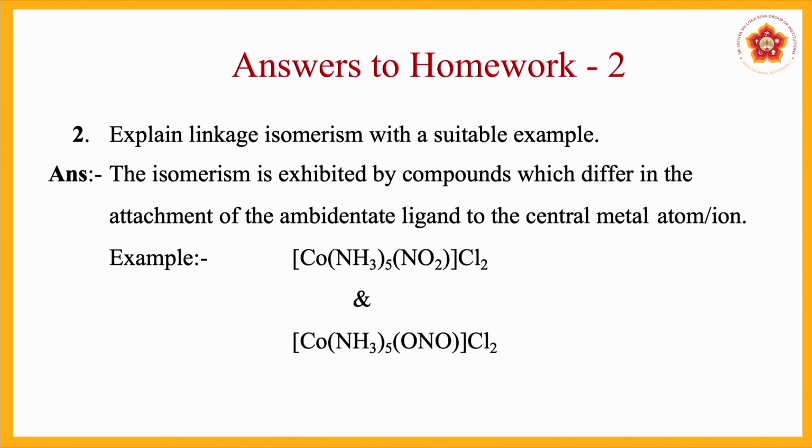Second one, explain linkage isomerism with a suitable example. As we had discussed, in this type of isomerism the molecular formula is the same, but what differs is the atom of the ligand which is attacking the central metal ion. In the examples that you are seeing here, NH3 is a common ligand for both, but in the other ligand it is the nitrogen of NO2 which attaches to cobalt, whereas in the second example it is the oxygen of the NO2 which attaches to the cobalt. So, this is how you can give suitable examples for linkage isomerism.